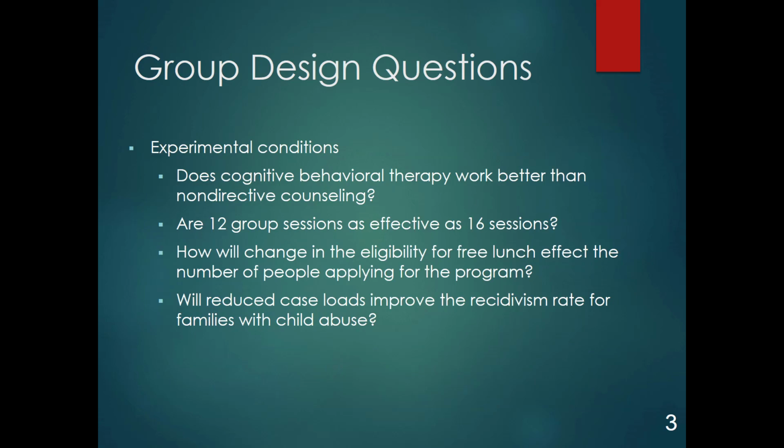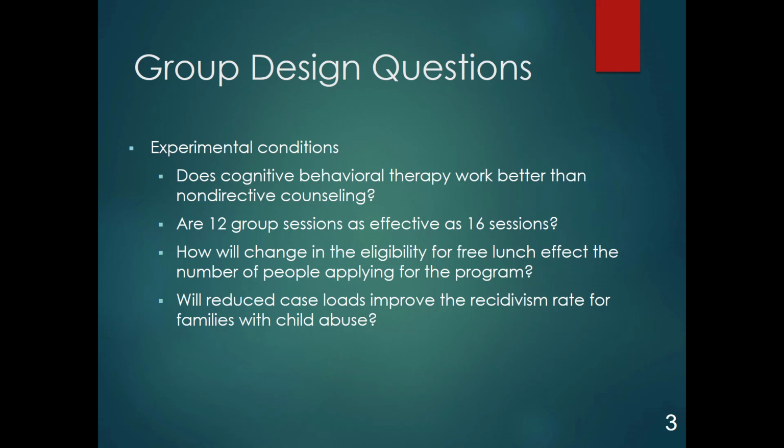So here are some questions that you would have to be able to consider when doing group design. So, experimental conditions. Does cognitive behavioral therapy work better than non-directive counseling? So clearly you're looking at two different interventions, right? Cognitive behavior therapy and non-directive counseling. So you're looking at whether either one of them is better.